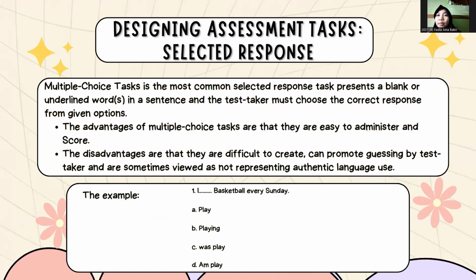Okay, this is about selected response, and I'm the one who will explain this type of assessment. The kind of selected response is like the multiple choice test. So what is the multiple choice test? It is the most common selected response test. It presents a blank or underlined words in a sentence, and the test taker must choose the correct response from given options.